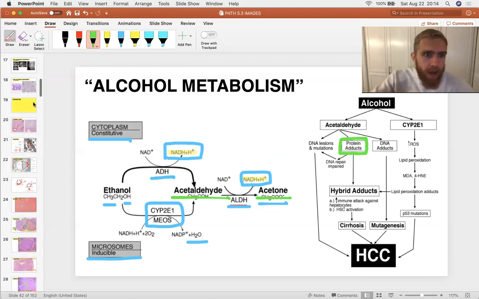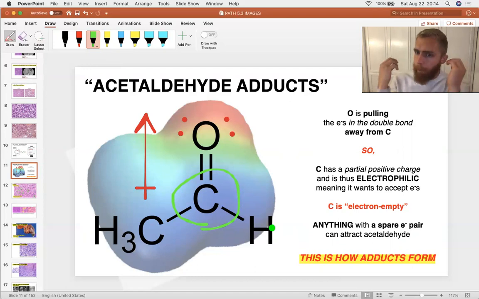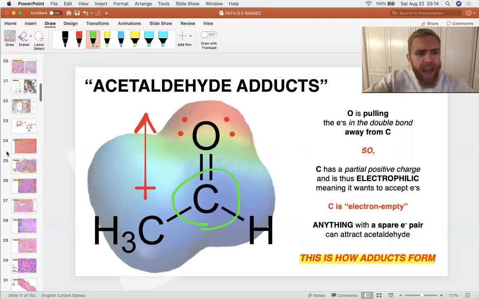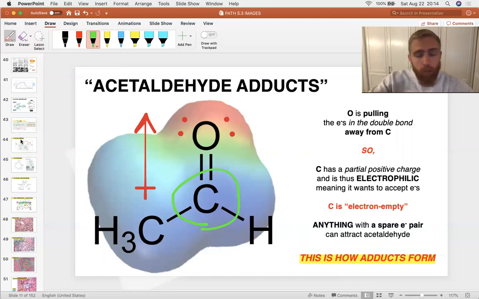And the reason acetaldehyde likes to do this is because it is an electrophile. And what that means is that it has a very electron-sparse region on this carbonyl carbon here. And so anything with extra electrons, proteins have a lot of polar moieties that can donate electrons, just might be able to grab this acetaldehyde and latch onto it. And the acetaldehyde doesn't care. It's going anywhere you got electrons. So that's how an adduct forms. And adducts can form with proteins, they can form with lipids, and they can form with DNA.